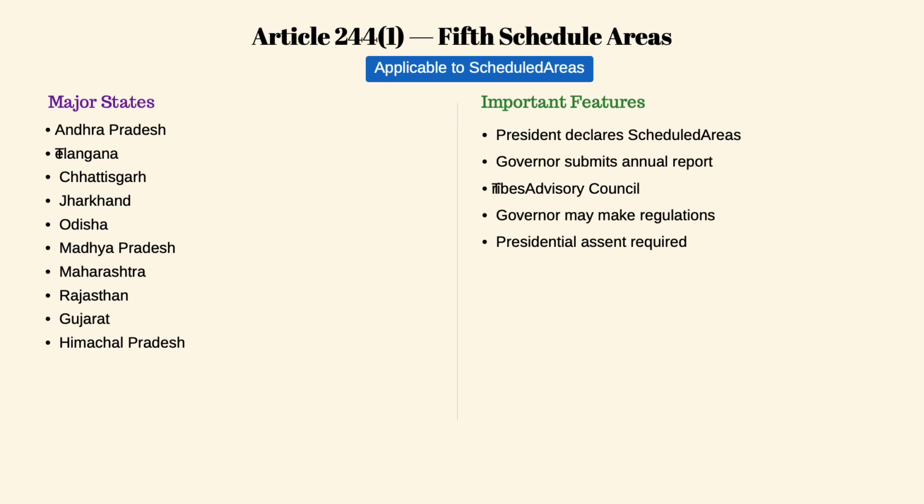Now, 244.1, fifth schedule areas. Now, these fifth schedule areas are areas declared by the president to be a schedule area, and once that area is declared a schedule area, that area will be protected. They will be given certain rights, and they form a council called Tribal Advisory Council, which aids and advises the governor of that particular state in which the schedule area is. So these are the 10 states under fifth schedule.